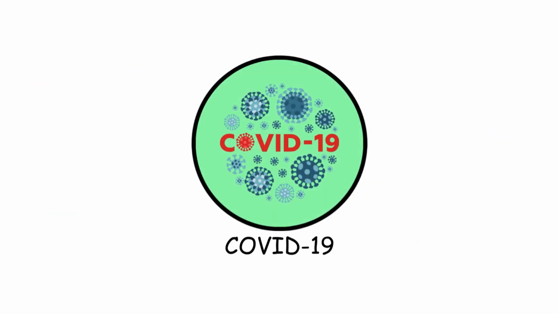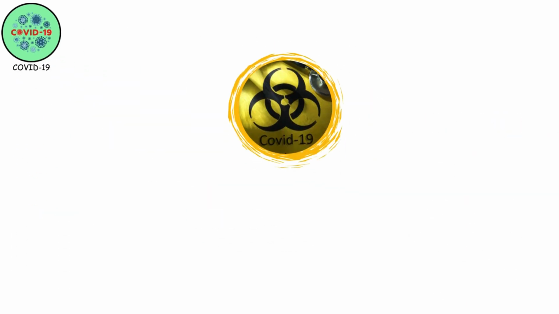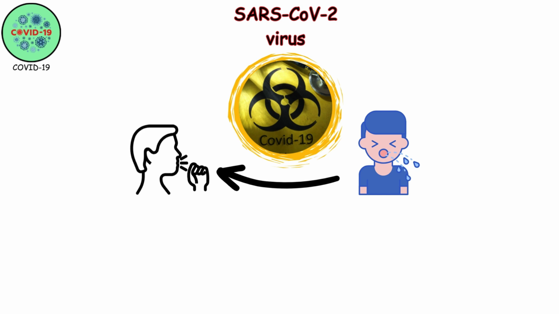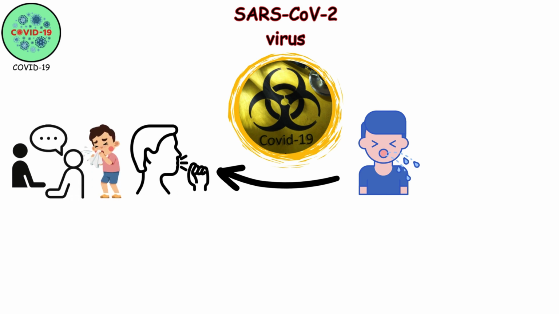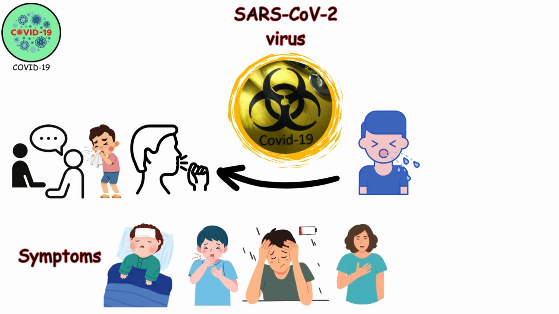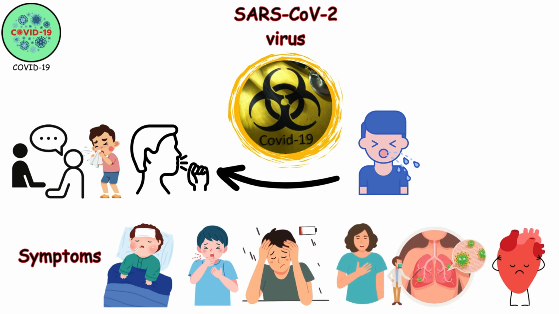COVID-19. COVID-19 is an infectious disease caused by the coronavirus SARS-CoV-2. It primarily spreads through respiratory droplets when an infected person coughs, sneezes, or talks. Symptoms range from mild fever, cough, and fatigue to severe difficulty breathing, pneumonia, or organ failure.